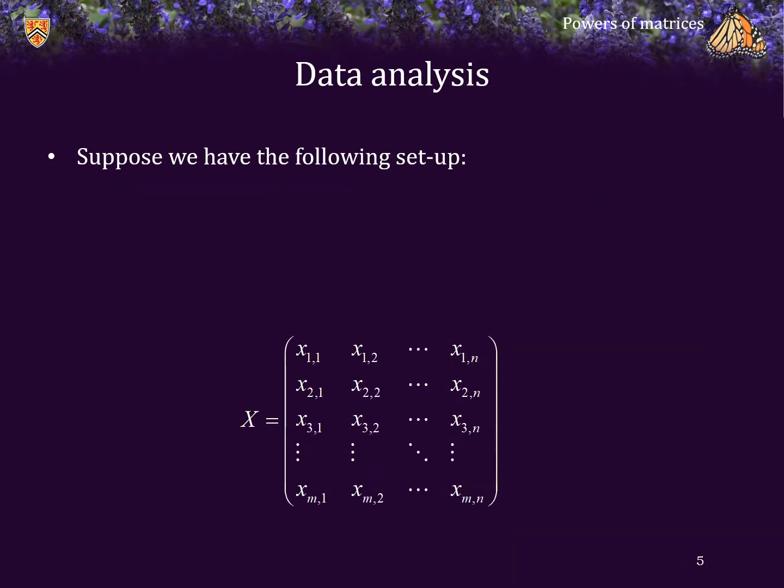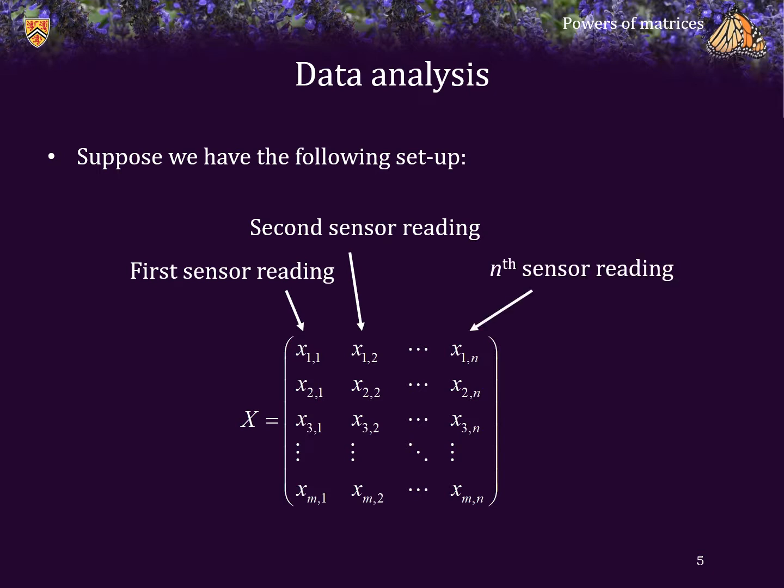Now suppose that we have the following setup. We have a number of sensors, specifically n. The first column of this matrix will be the first sensor reading, the second column the second sensor reading, and finally the nth column will be the last sensor's reading. And then we will take a number of readings, perhaps periodically, once a day, once an hour.